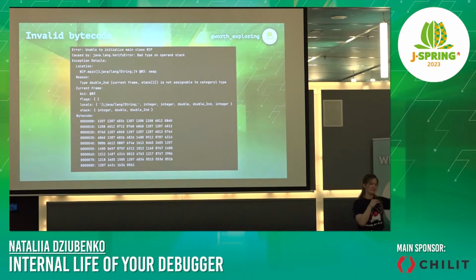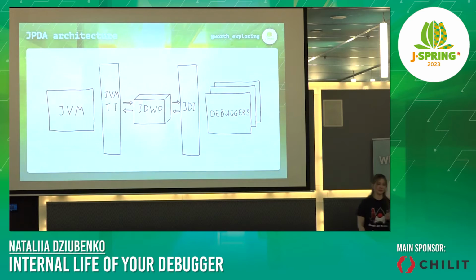Maybe you made a mistake somewhere in the middle and you don't understand how it came to this state. So it is really hard to debug, and I wasn't able to find a tool that would show you the operand stack and local variable array as you go and debug it. So I started looking into the debugger architecture in the JVM, and basically, for all debuggers, it looks like this.